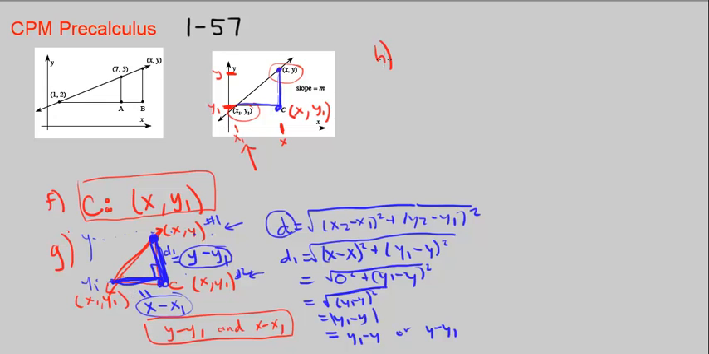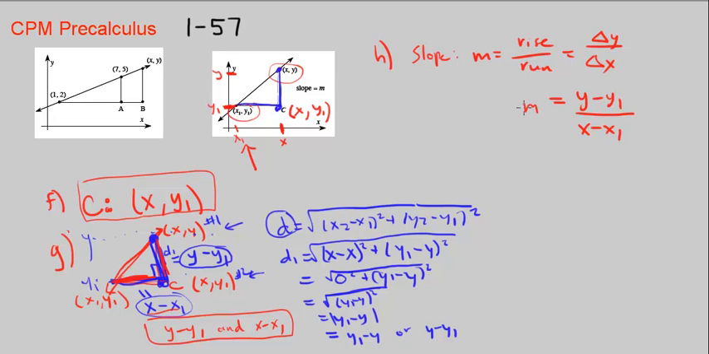So let's go back and just look at part H. It says find the slope using the results from part G. So slope. We know slope is equal to the rise over the run, or the change in y over the change in x. Well, over here in part G, what is the change in y? Well, it's just this distance, and we know the change in y is y minus y1, right? The change in x is just this distance, and we calculated that to be x minus x1. Okay, so that is the slope for part H, and we're done.